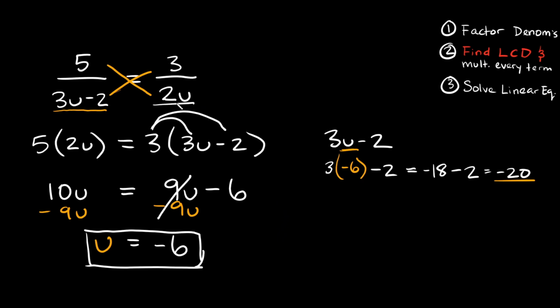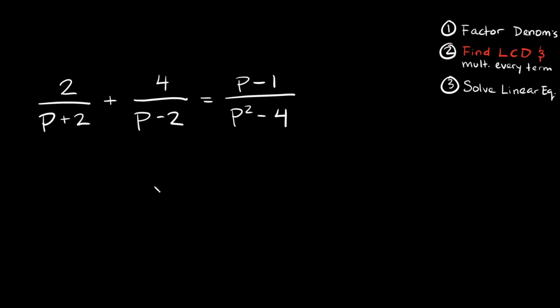And same thing with this denominator right here, right? 2u, got to plug it in there. So we'd have 2 times -6. So 2 times -6 is equal to -12, right? So again, not a 0, so that's totally fine. All right, so then this is just a regular solution. u is equal to -6. Okay, so here is our next example.